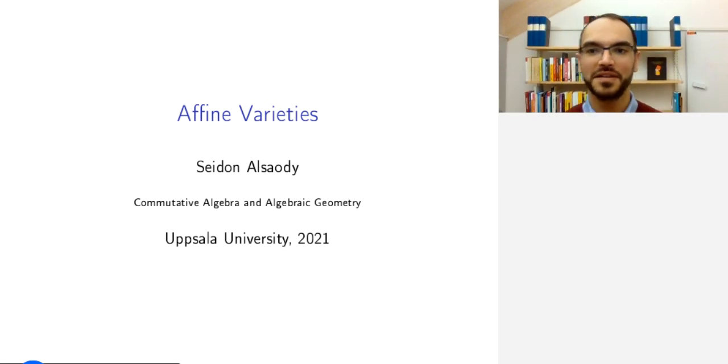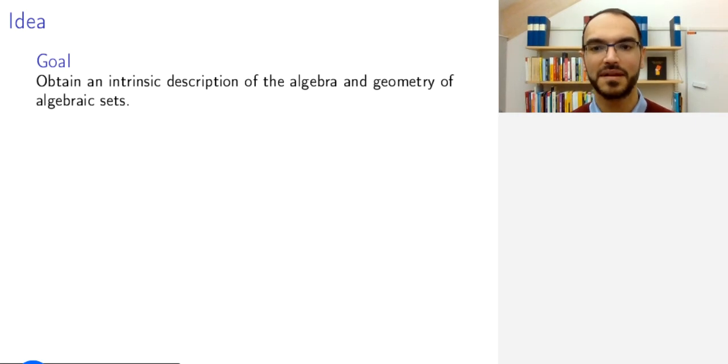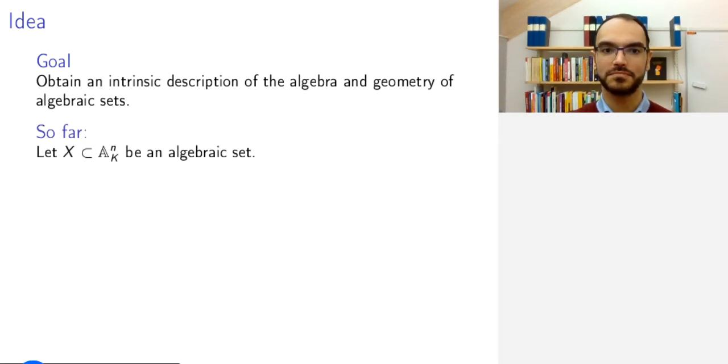Today we will finally get to define affine varieties and be able to work with them in an intrinsic way, both algebraically and geometrically. But to get there, we need to get through some machinery, so let's get started. The idea, remember, is that we want to obtain an intrinsic description of the algebra and of the geometry of these algebraic sets, these sets defined as zeros of polynomials.